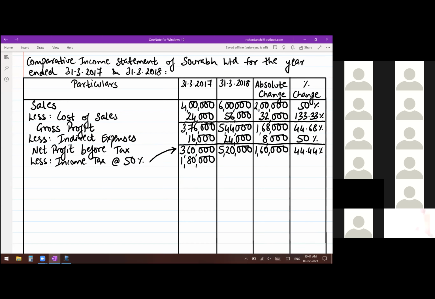Next column, again, 50%. 2,60,000. What is the absolute change? 80,000. And percentage change, 80,000 divided by 1,80,000 into 100. 44.44%.